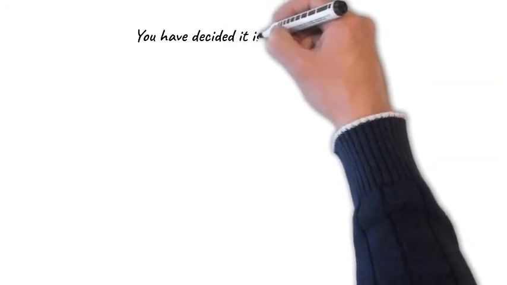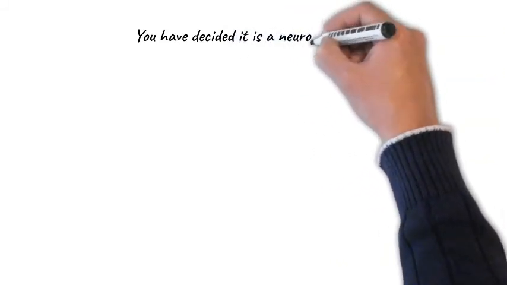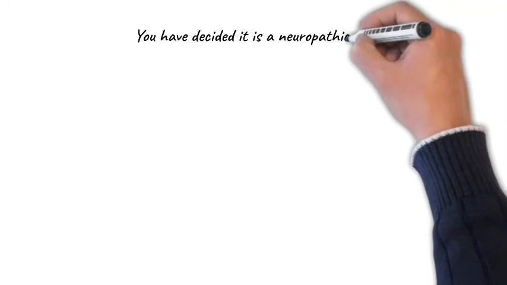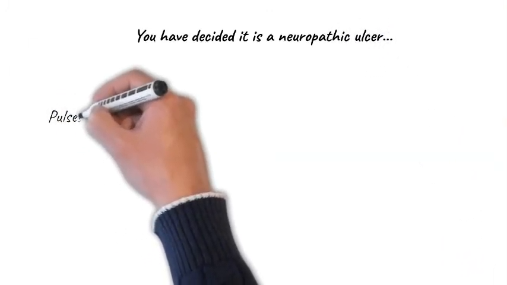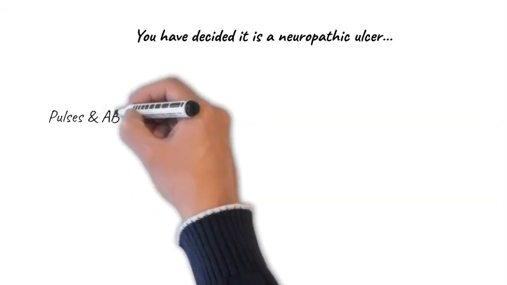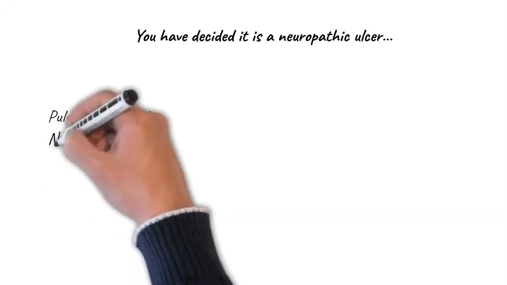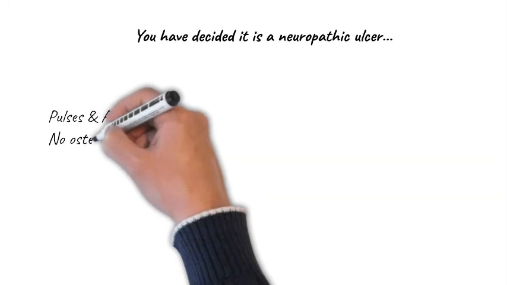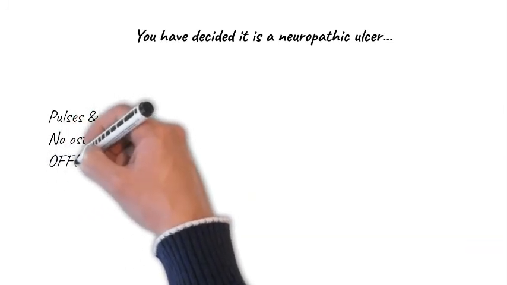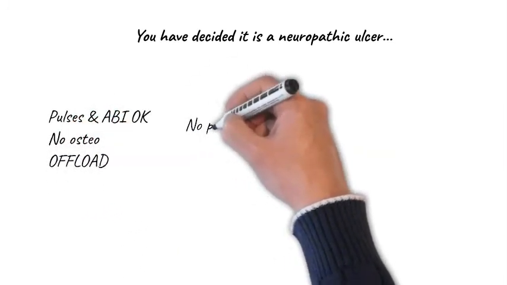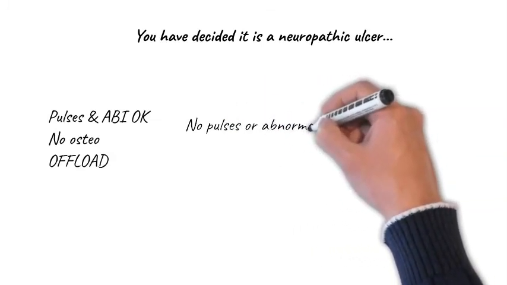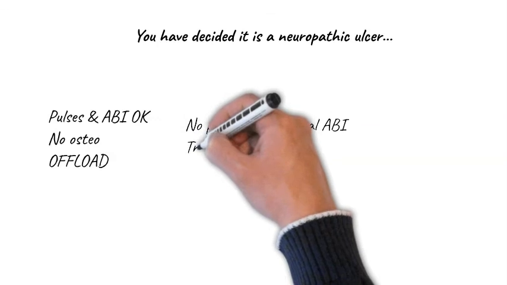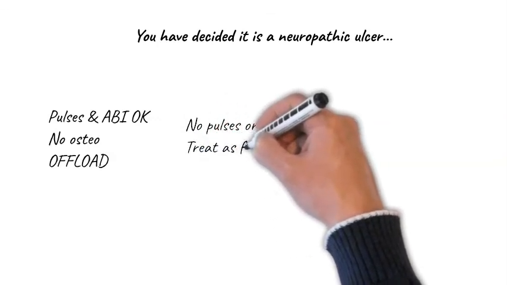What are you going to do then? Well, if your patient has normal pulses, or if their ankle-brachial index is okay, and there's no osteomyelitis, they need to offload the ulcer. That means getting all the weight off it all the time, which in practical terms means getting their leg up as much as possible. If they have no pulses, or if their ABI is abnormal, you should treat them as for an arterial ulcer, as you're probably dealing with a neuroischemic entity.